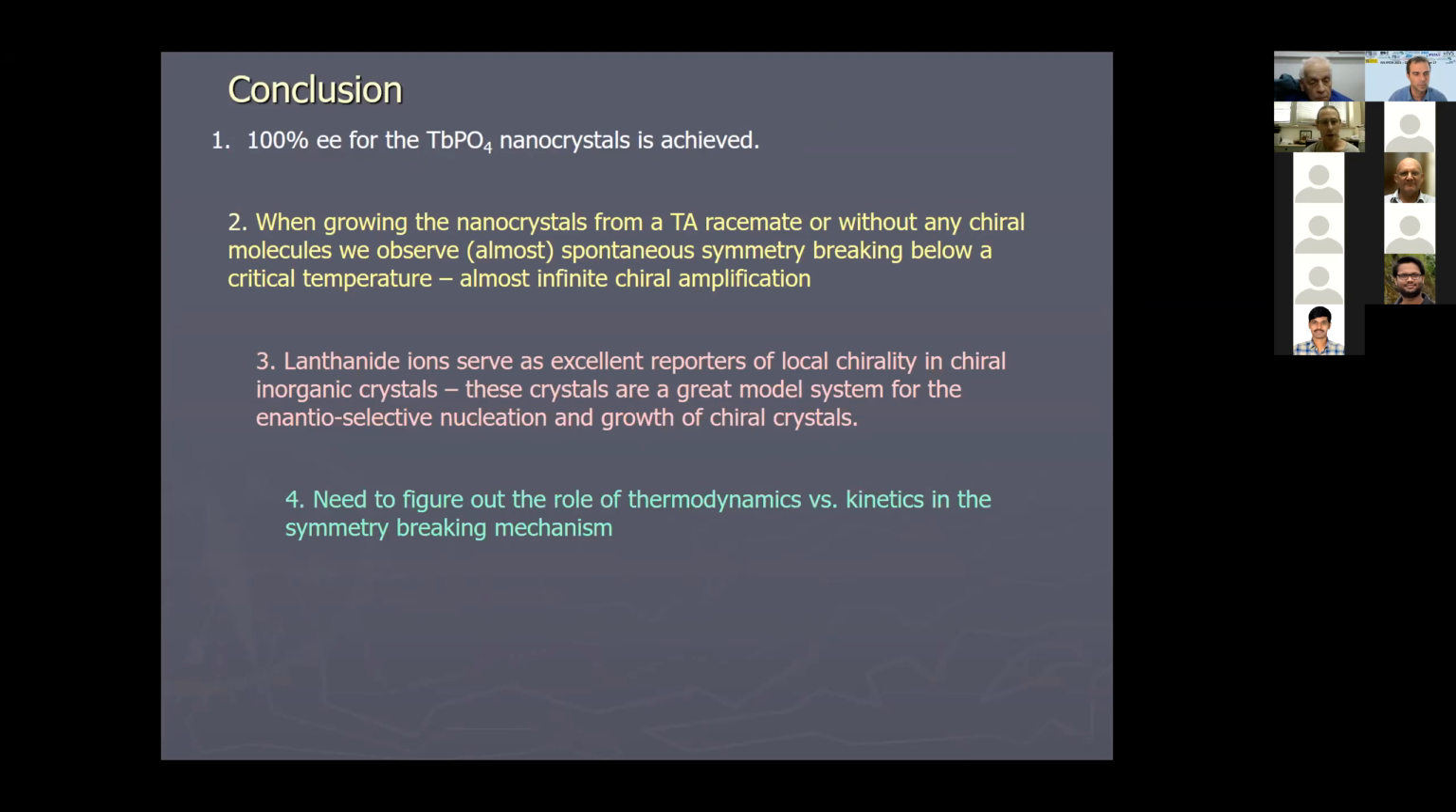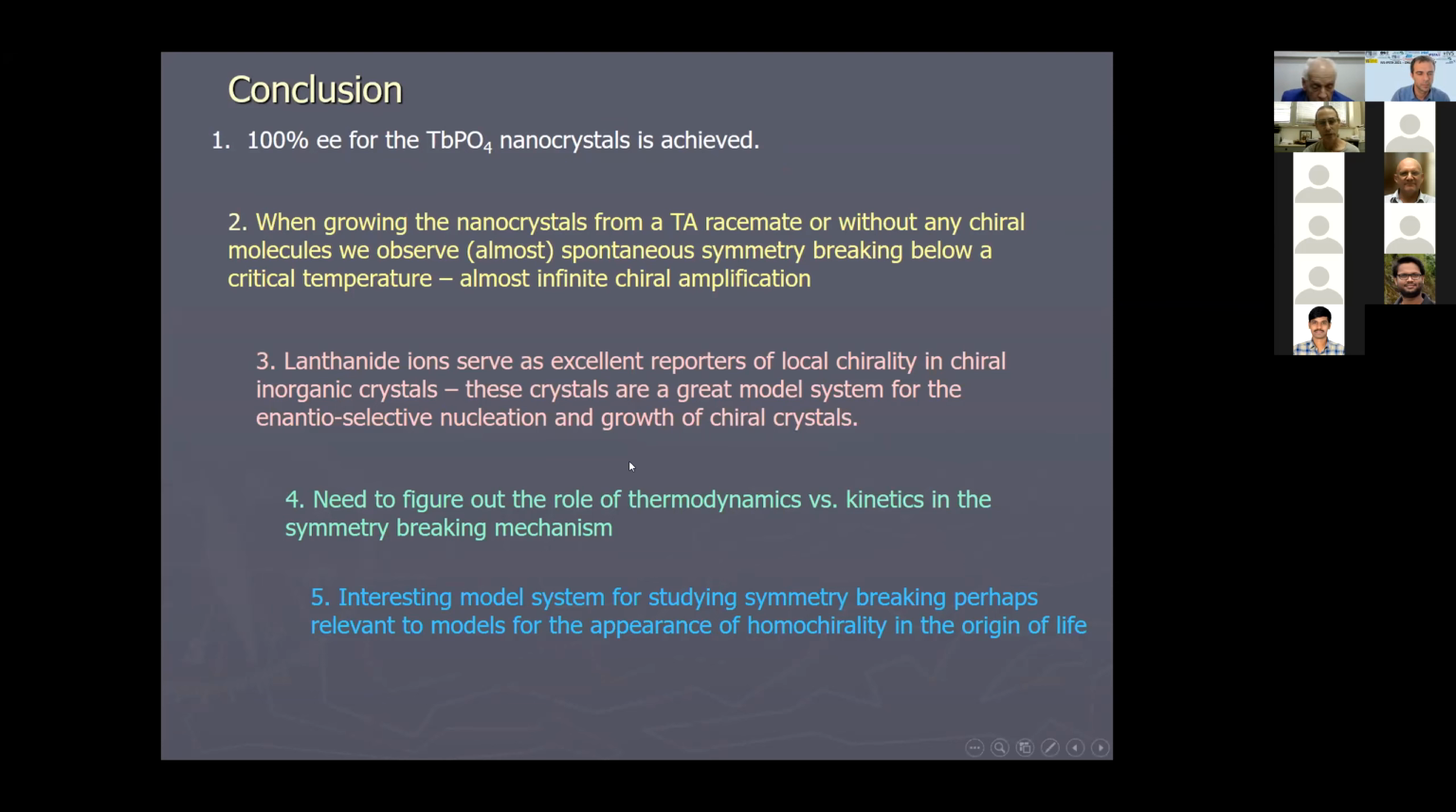So just to summarize, we believe that this is a very interesting model system to study and understand symmetry breaking effects that also occur sometimes in chiral molecules, and maybe even help us understand other symmetry breaking problems, like the one related to the origin of life. Also, in general, we believe that this kind of study will help us understand nucleation and growth of nanocrystals better. So thank you very much for your attention.